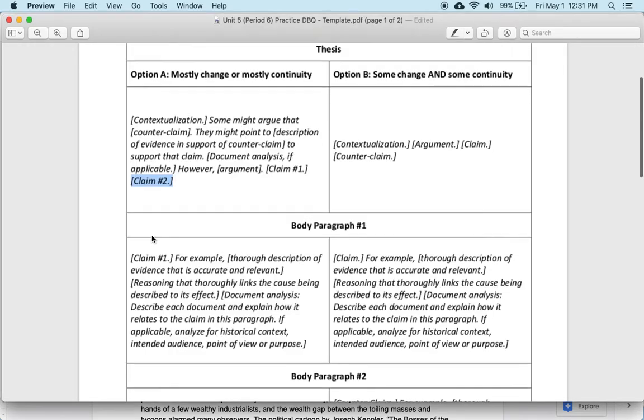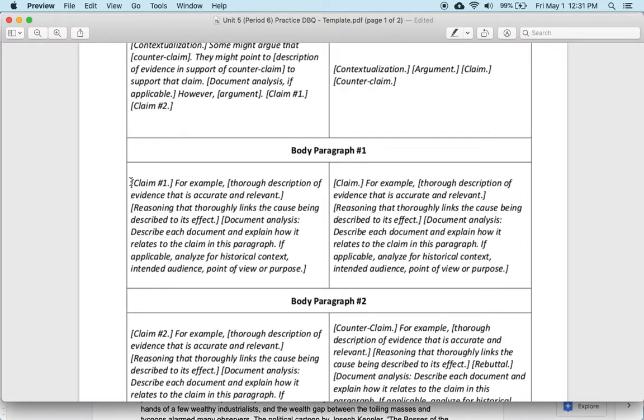For my body paragraphs, remember, I strongly suggest that you just copy and paste your claim from the top. Don't need to reword it. You don't have time to waste on such trifles. Then, that's claim. Then you want to do evidence. And then reasoning. And then, if applicable, document analysis. Let's go over these one by one. First, evidence.